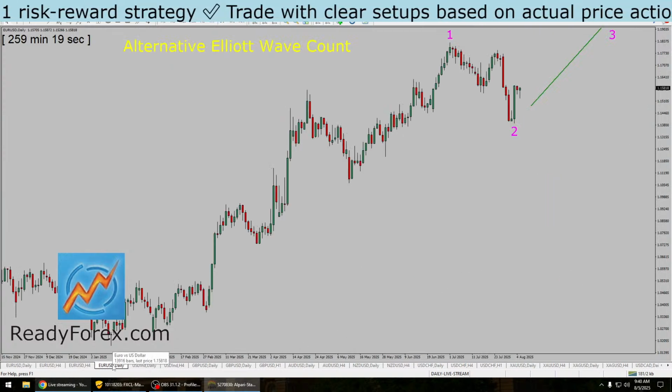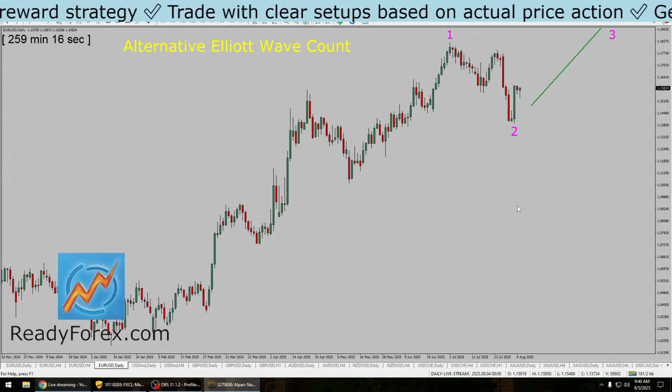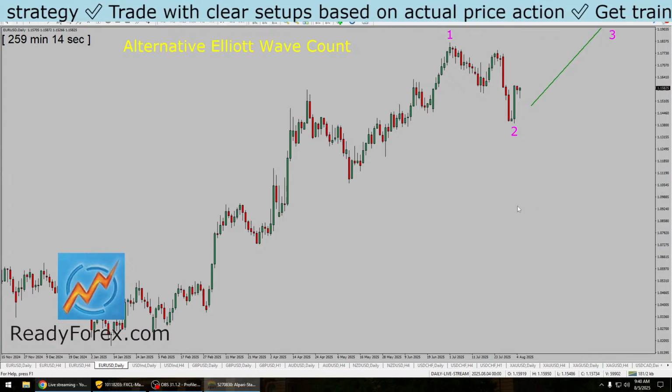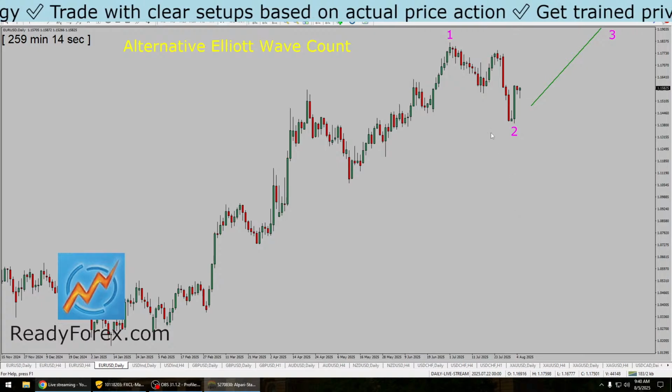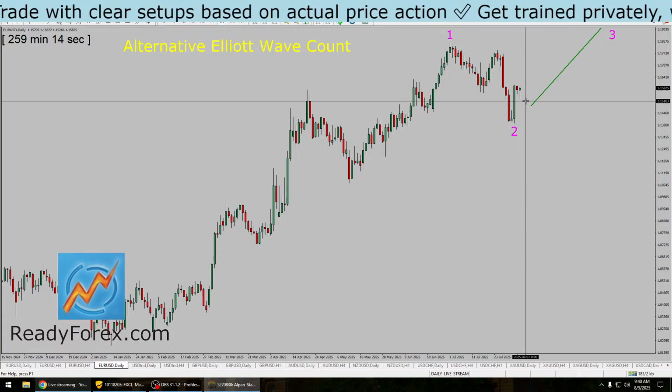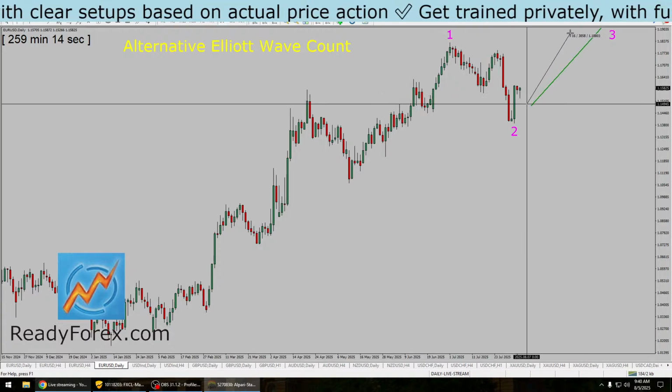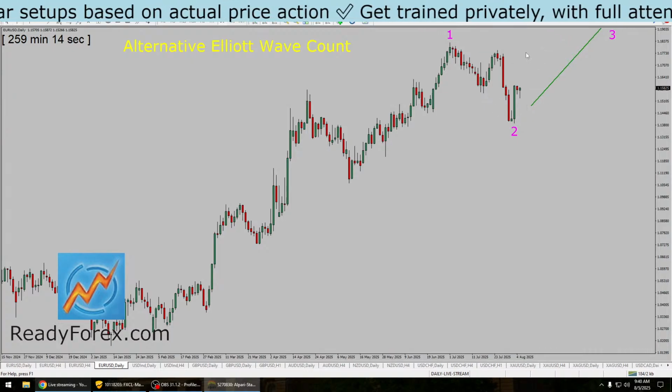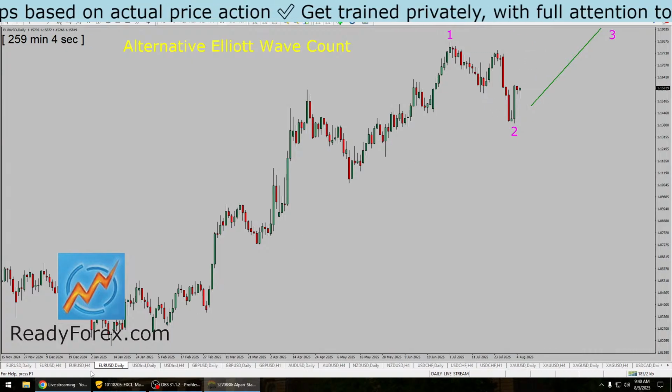Now regarding the alternative Elliott wave count, this is the alternative Elliott wave count, also known as plan B, which suggests that euro dollar is most likely going to rise up more. Expect bullish price action in the euro dollar currency pair.